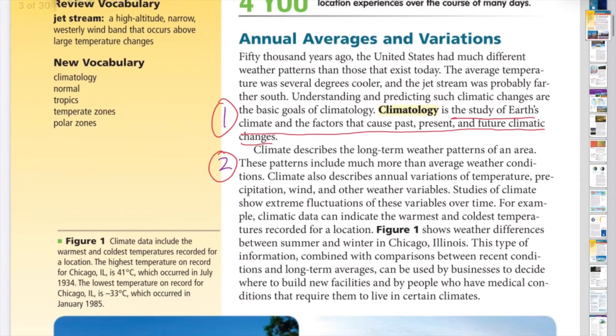Climate describes the long-term weather patterns of an area. These patterns include much more than the average weather conditions. Climate also describes annual variations of temperature, precipitation, wind, and other weather variables. So you back up, it describes the long-term weather patterns of an area.